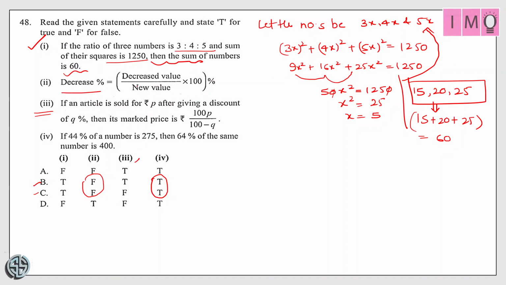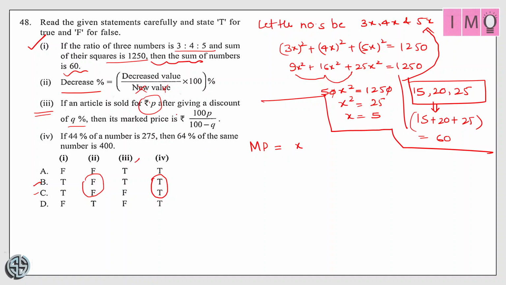Decrease percent is decreased value upon original value, right? Not new value. It will be the original value that you have taken. That's why this statement is false. Now let's check the third statement. If an article is sold for rupees P after giving a discount of Q%, then its marked price is this. Okay, so let's see, there will be a marked price for any article, right? So let's assume that the marked price of the article will be X. Marked price means the list price, like when you buy a cloth, there is an MRP tag, so that is the marked price or the list price.